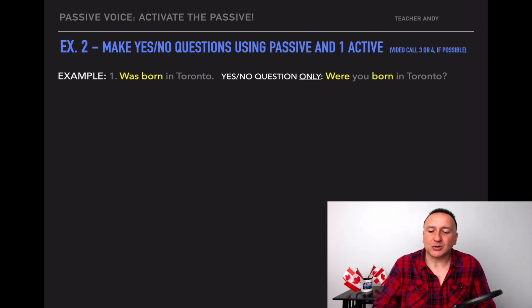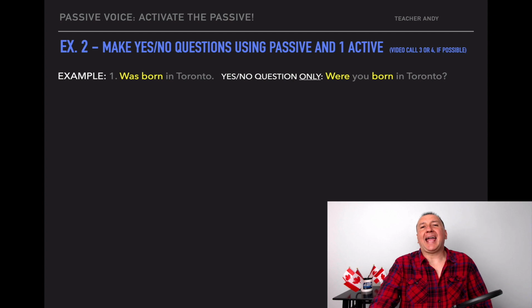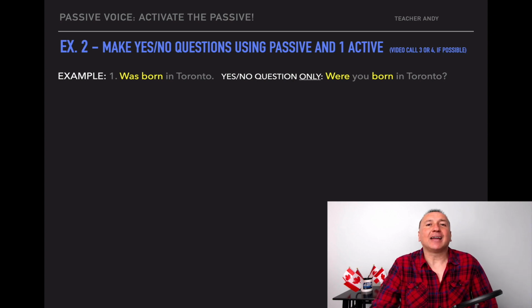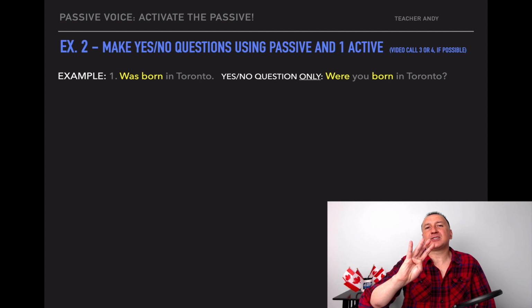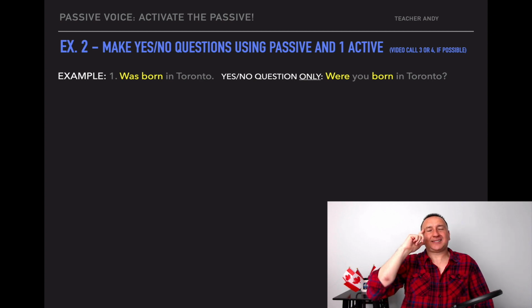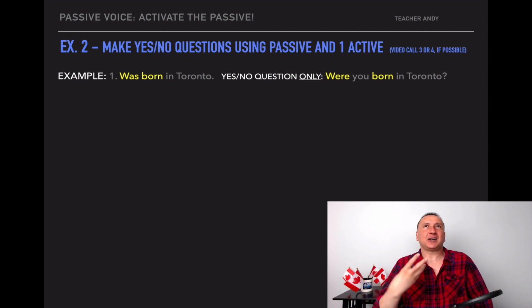So how are we going to do it? The idea is like this. There are going to be 4 groups. You're going to be group A, B, C, or D. And for each person, there are going to be 4 sentences or statements that are passive, and 1 is going to be active, for you to always see the difference between making a question passive and making a question active, right?